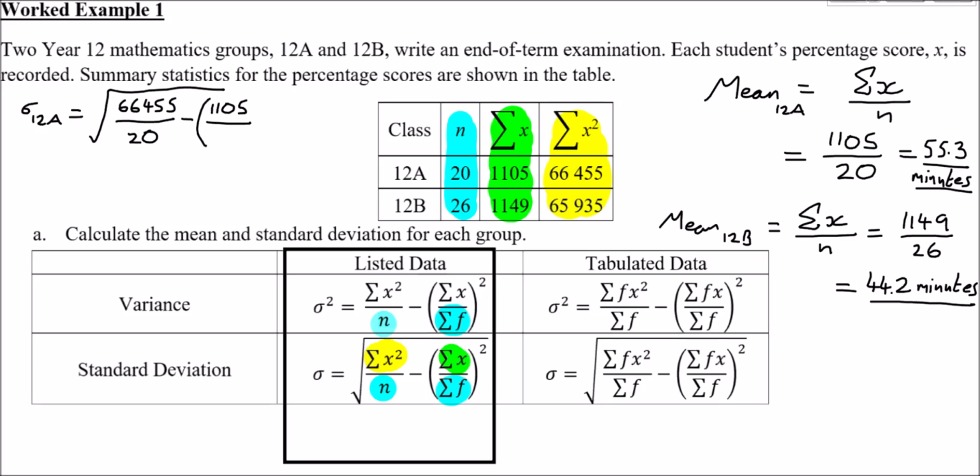Apologies, I've just realised something. These aren't minutes, these are percentages. How silly. Sorry. So I'm going to change these to percentages. My mistake. So 1105 over 20 all squared.